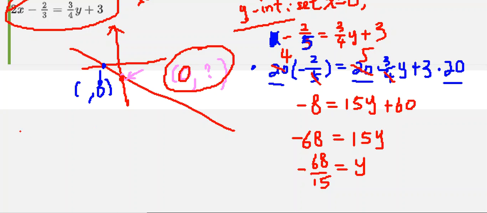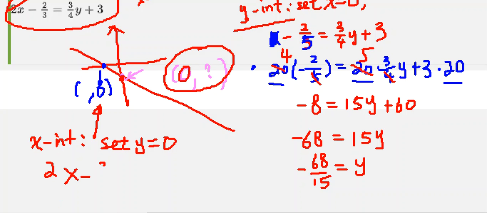How would you find the x-intercept? I'm not going to do it, but I just want to throw out the idea. Again, what has to be true about the x-intercept? The y has to be 0. So you're going to set y to 0. In this particular problem, you're going to get 2x minus 2/3 equals 3/4 times y, where y is 0, so 0 plus 3. And then you solve this linear equation. So this is it.